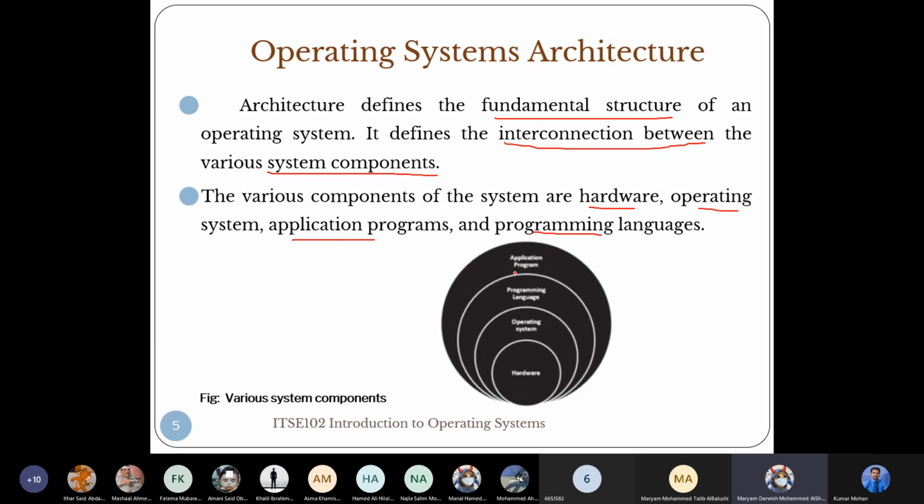Fundamental structure of an operating system. It defines the interconnection between the various components. So what are the various components? The components are hardware, operating system, application programs, and the programming languages.